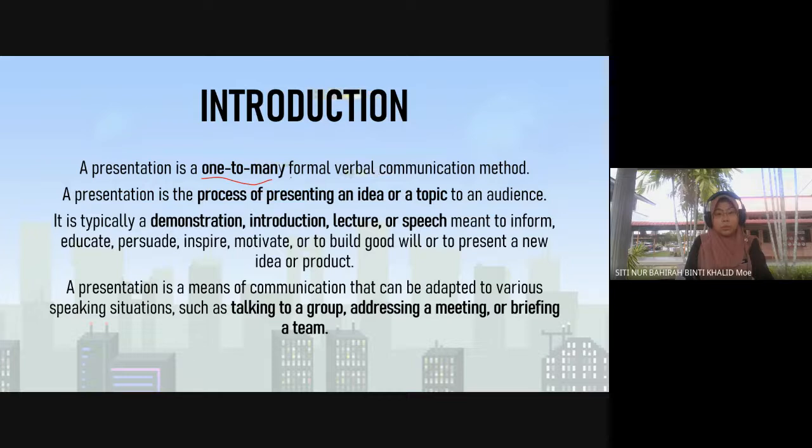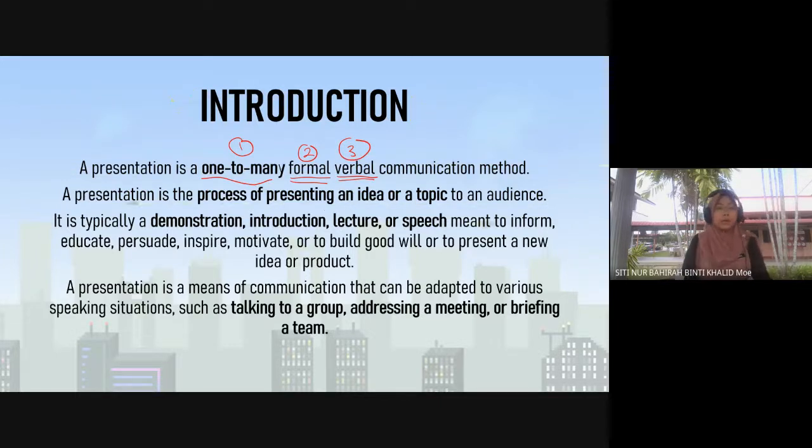And this is formal because when you are just trying to talk informally to your friends or to your family, you don't do a presentation. You just talk. So this is formal because this is in a professional setting where you're actually trying to deliver something important. Okay. And verbal communication method. Verbal maksudnya secara lisan. So that means you have to talk. So you cannot do a presentation without talking. Okay. So this is one of the key components. So one, you have to remember this is a one to many communication. It is formal and it is verbal.